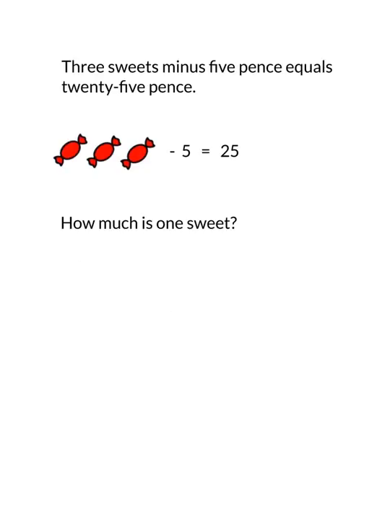3 sweets minus 5 pence equals 25 pence. How much is 1 sweet? Well, pause the video for a moment and think about it. Well, 3 sweets take away 5 is 25. So 30 take away 5 would be 25, wouldn't it? And then you divide the 30 by 3 to get 10. So it's exactly the same as previously. 1 sweet costs 10 pence.